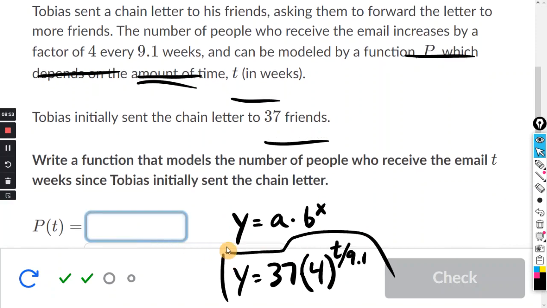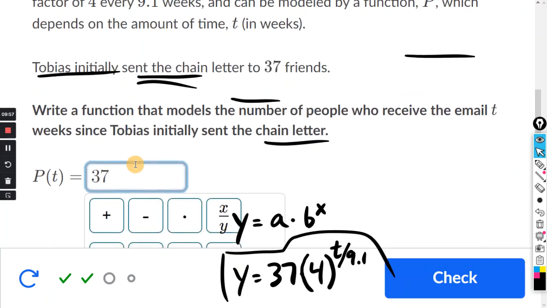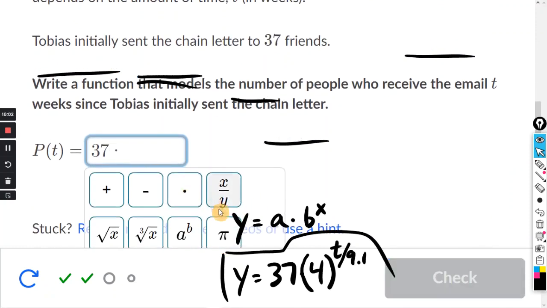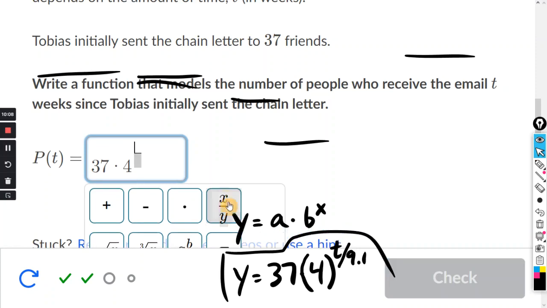So you click in the box, you type 37, and you could use parentheses. I like that better. But if you want, you can use the dot for times to do times 4. And then click the exponent button and the fraction button. And the exponent is t over 9.1. So t, down arrow key, 9.1. All right, so there you go. If the 4 was a fraction, it's probably better to use parentheses, but either one works.